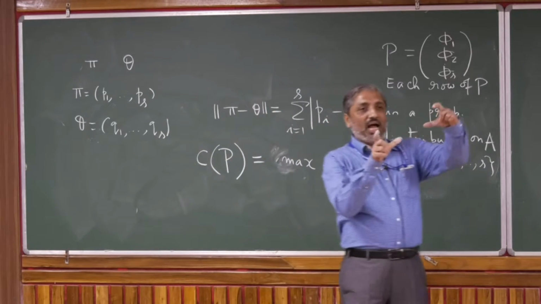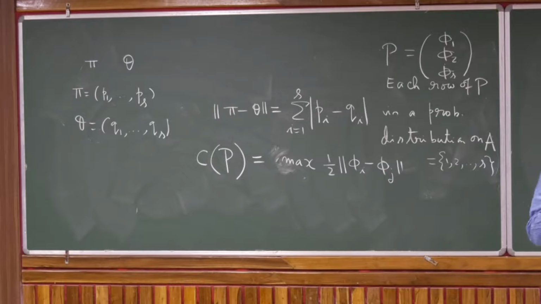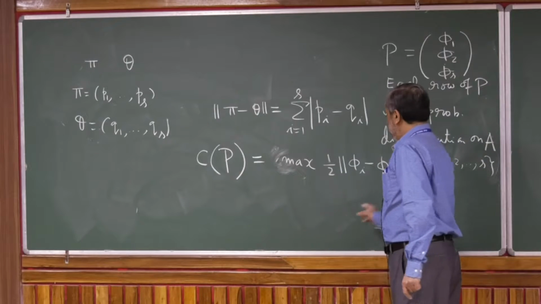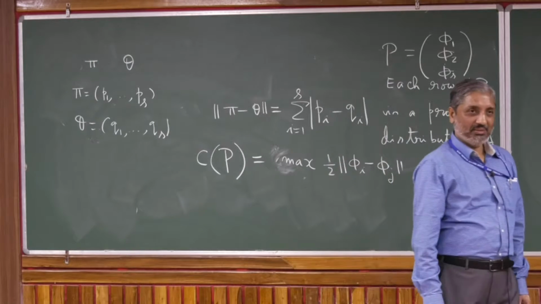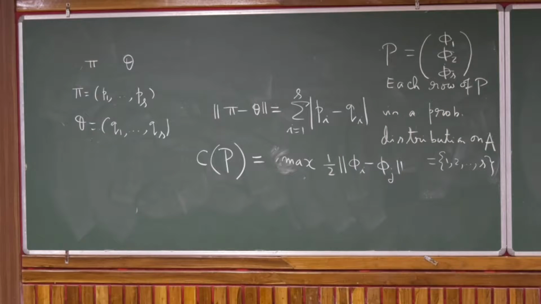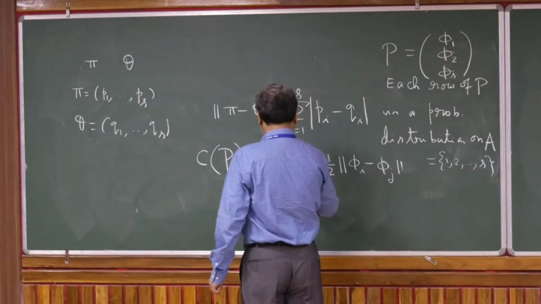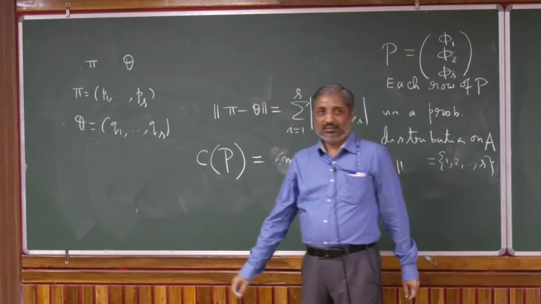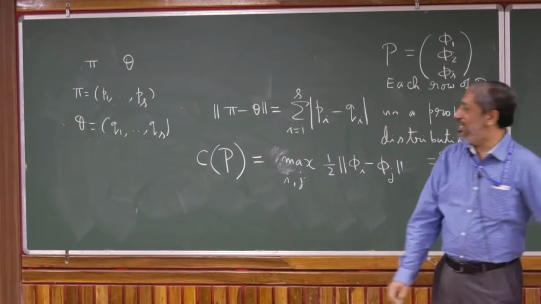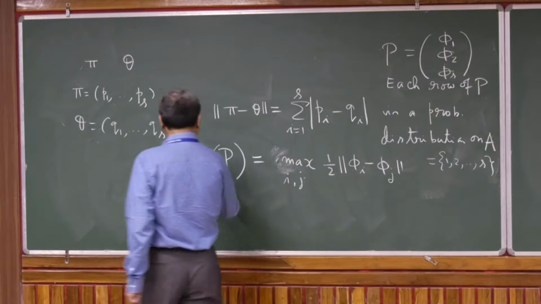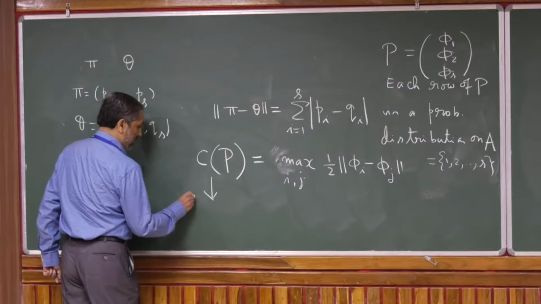So I take any two rows, look at the difference between those two probability distributions, look at their norm, and I put a half here because I want to have it bounded by 1. You have already said that the maximum possible value of that is 2, so I put a half there. And it is the maximum of all such things over i and j. Cp is called the contraction coefficient of P.